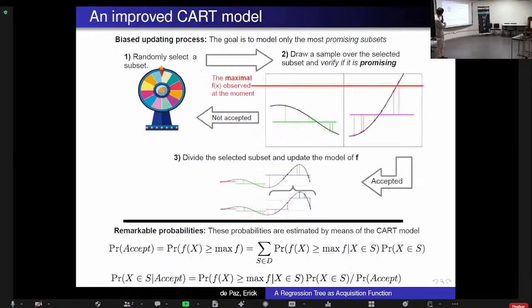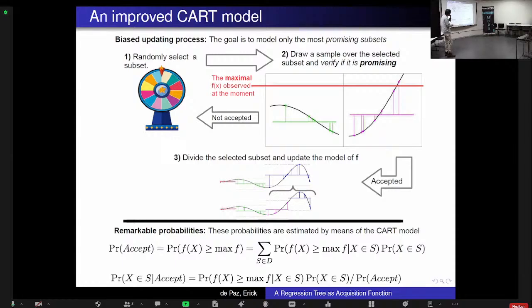Well, to model only the most promising subsets, we propose the following modification. As before, we randomly select a subset, and then we verify if it's a promising subset. A subset is not promising if a random evaluation of the function is under the maximal observed at the moment. So that's not a good subset, and we go back to the first step to select a new subset. A subset is accepted as promising if a random evaluation inside the subset is greater than the maximal observed at the moment.